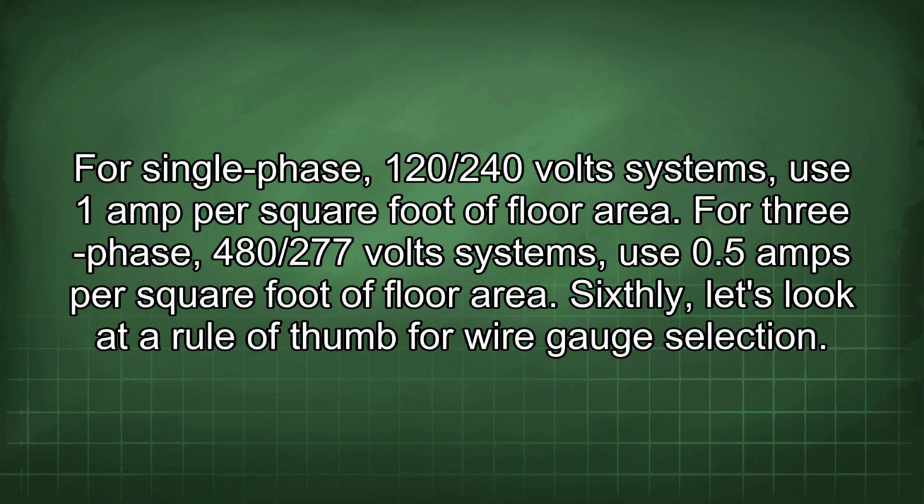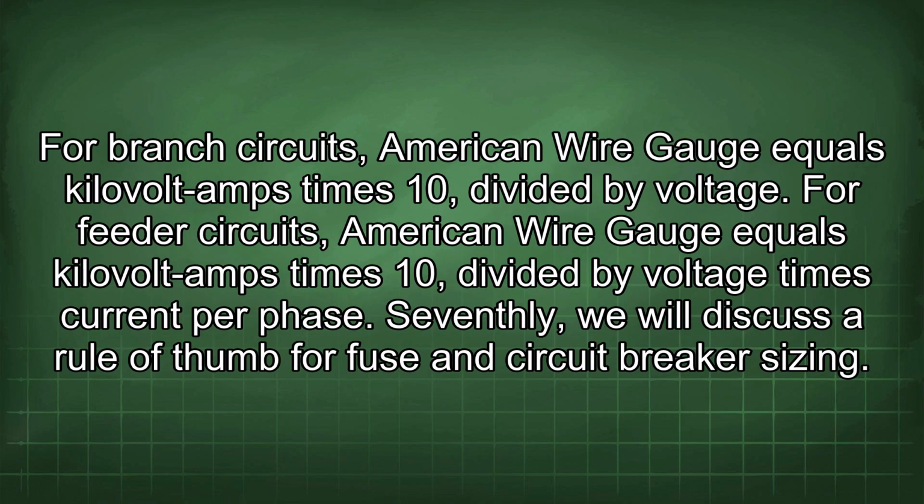Sixthly, let's look at a rule of thumb for wire gauge selection. For branch circuits, American wire gauge equals kilovolt amps times 10 divided by voltage. For feeder circuits, American wire gauge equals kilovolt amps times 10 divided by voltage times current per phase.